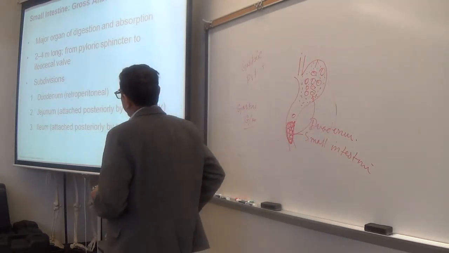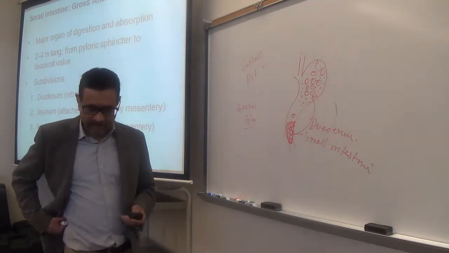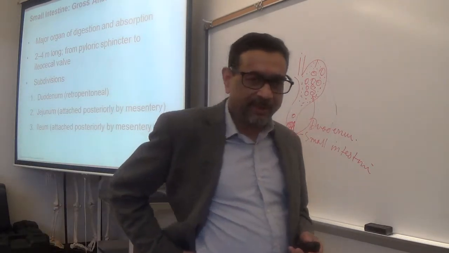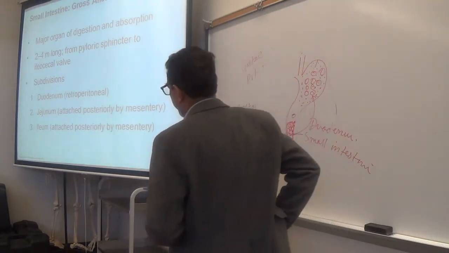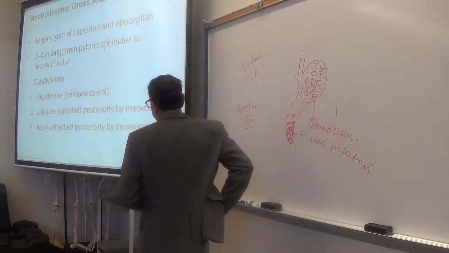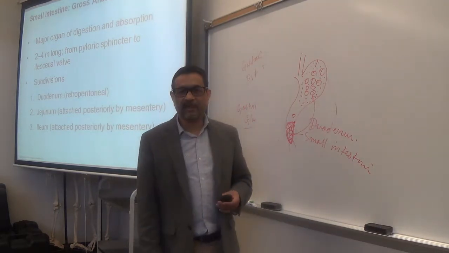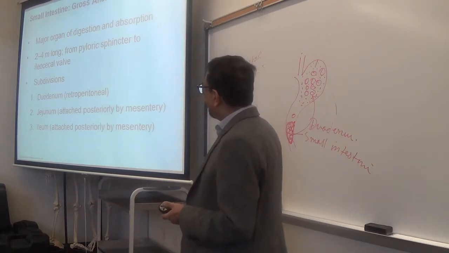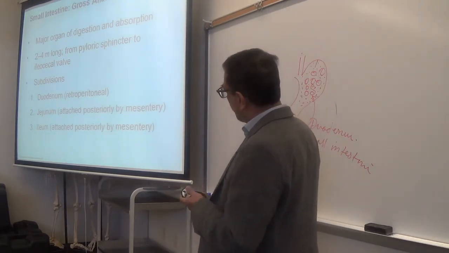The small intestine is the longest part of your GI tract, and it has three portions. The first and shortest part is the duodenum, the second part is the jejunum, and the last part is the ileum. The total length is 2 to 4 meters.